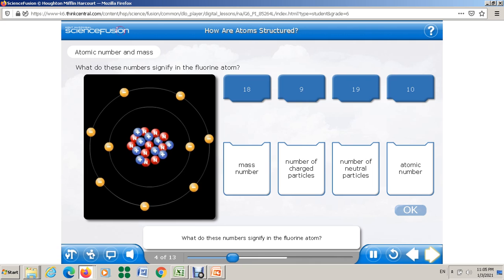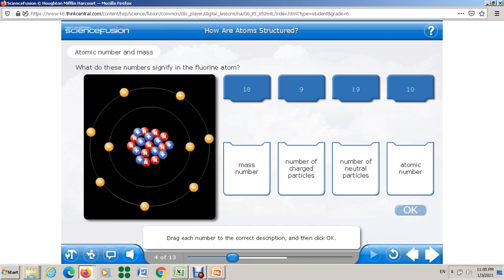What do these numbers signify in the fluorine atom? Drag each number to the correct description and then click OK. Okay, for the fluorine atom, let's count the positive particles, which are the number of protons. Let's count them: 1, 2, 3, 4, 5, 6, 7, 8, 9. So here the number of protons is 9.